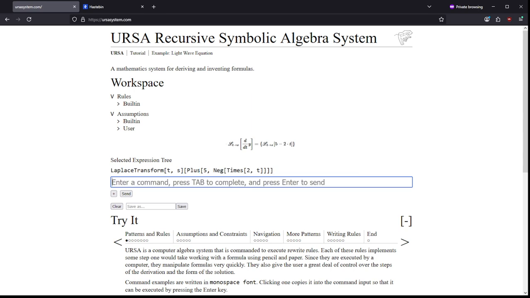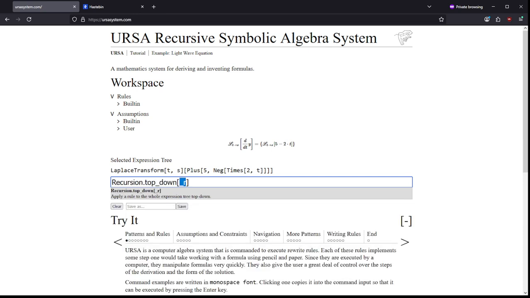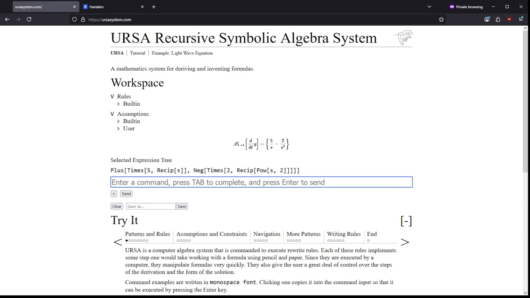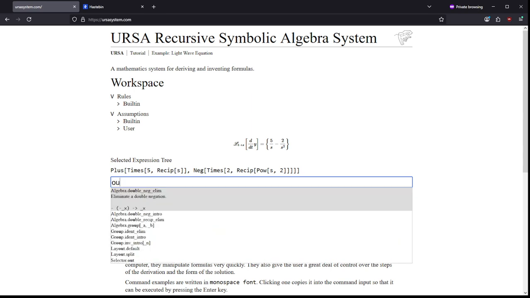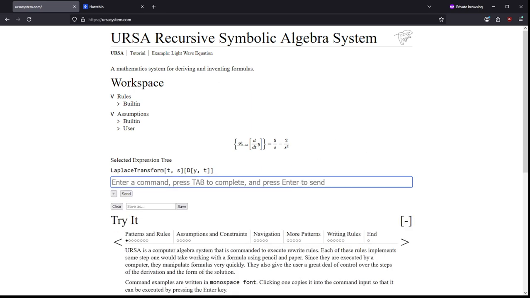I will undo that. There is a rule called top-down. It's recursion.topdown. You give it the name of a rule, which I will give Laplace transform, and this will run that rule on every expression top-down throughout the whole selected part of the expression tree. So when I run this, it takes all of the Laplace transforms all the way down and rewrites them all the way down. So now we've got that for our right-hand side, which is now a function of s.